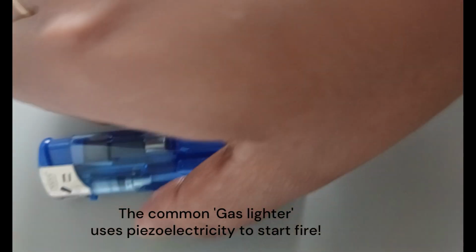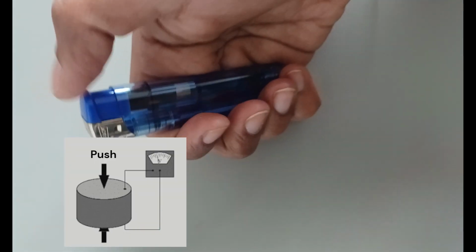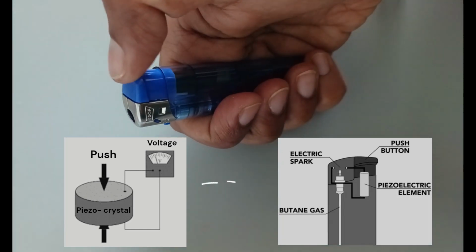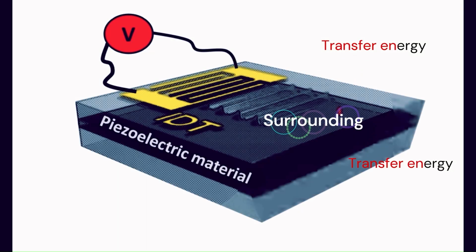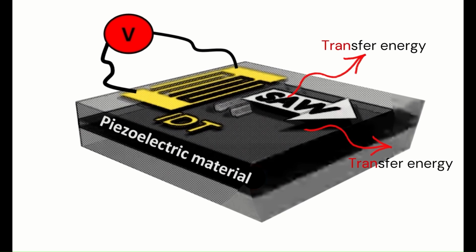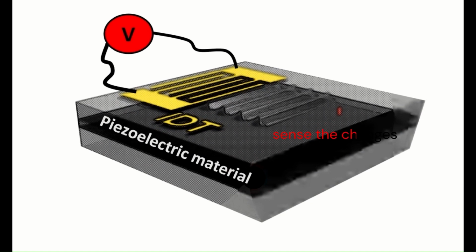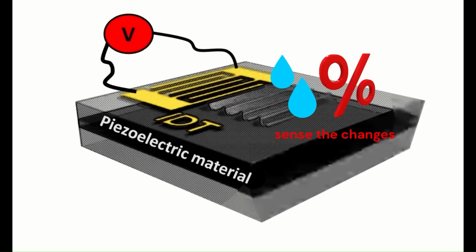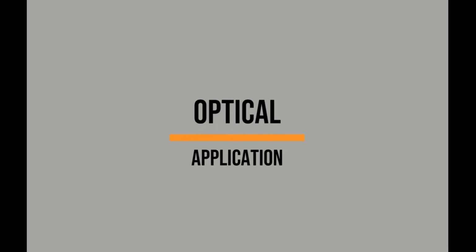The gas lighter that we commonly use produces fire only when we mechanically push the button on it, which in turn stresses a piezoelectric crystal, producing a high voltage pulse which creates the spark. Now, surface acoustic waves can transfer energy into their neighborhood, like earthquakes, and control the fundamental properties of surrounding material. They can also sense the changes in the surrounding, like changes in pressure, humidity, temperature, light, etc. Now let's delve deeper into optical application.